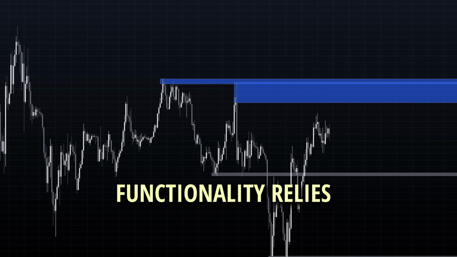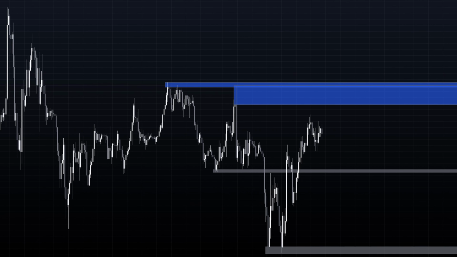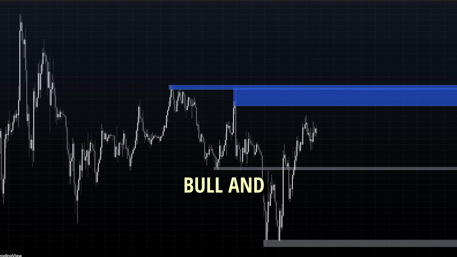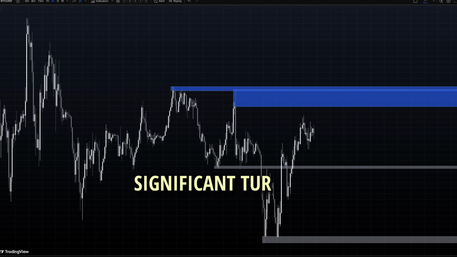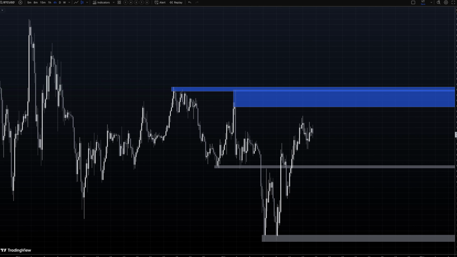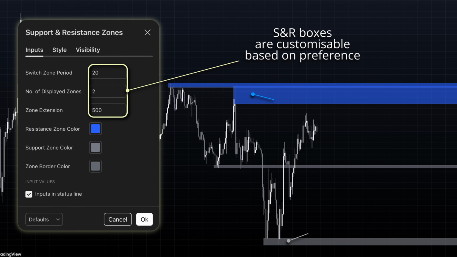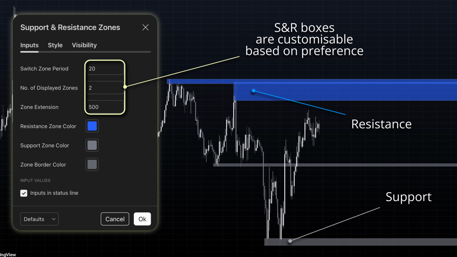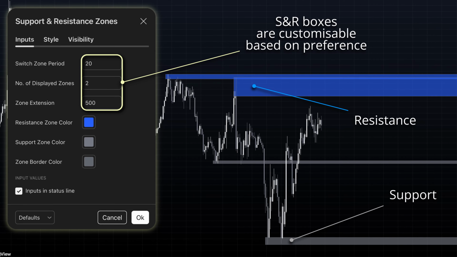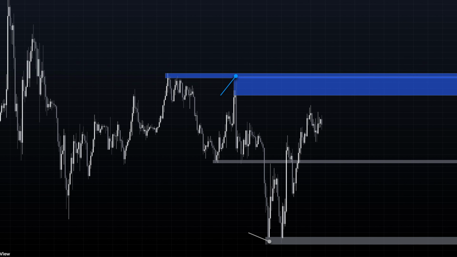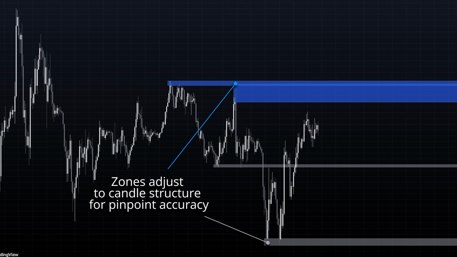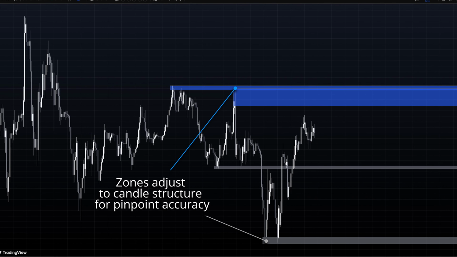The core functionality relies on TradingView's pivot high and low functions to detect bull and bear fractals, which represent significant turning points in price action. The indicator then draws customizable boxes that extend forward from these points, with resistance zones marked above price and support zones below. Each zone adapts to the specific candle structure at the pivot point for more precise level identification.